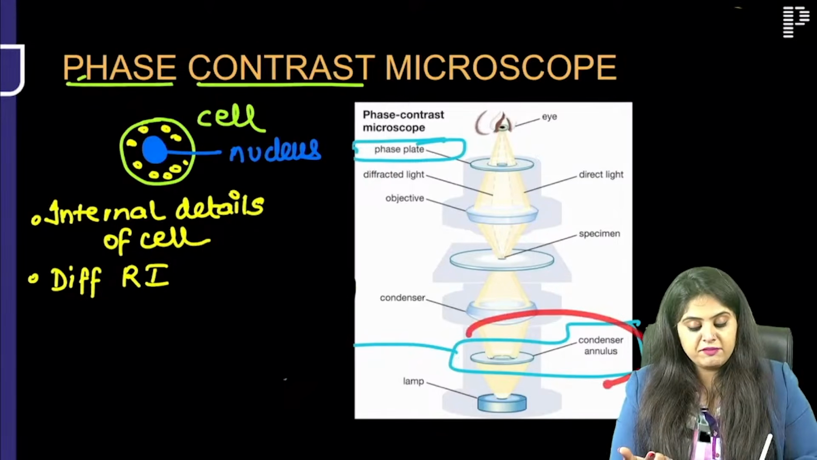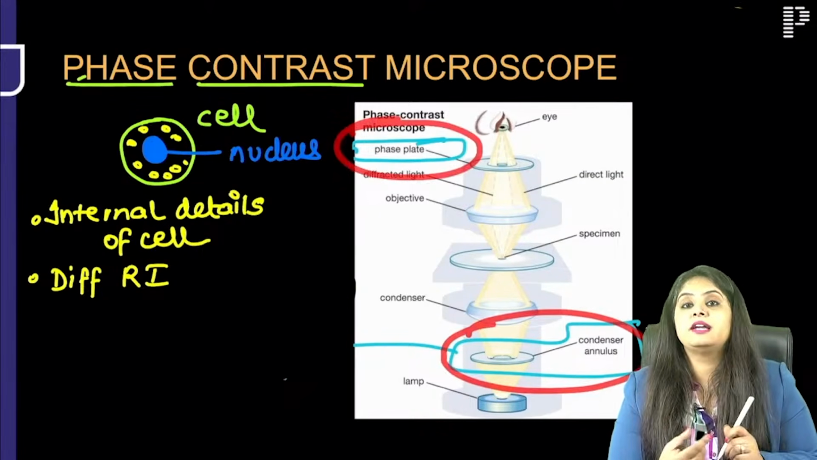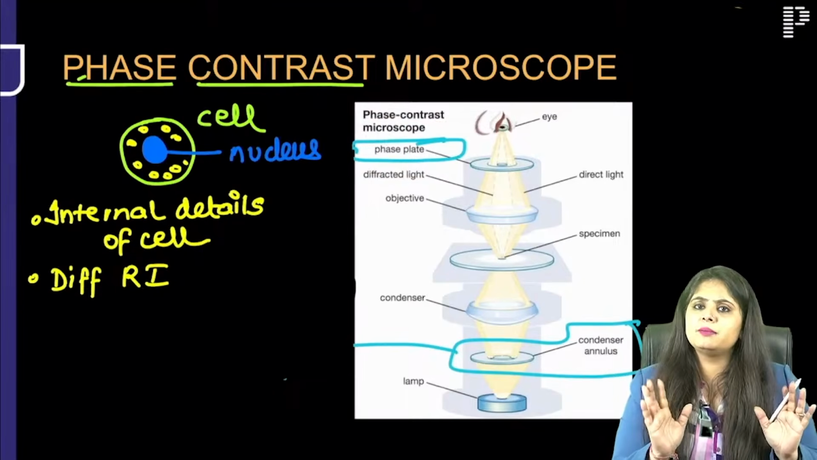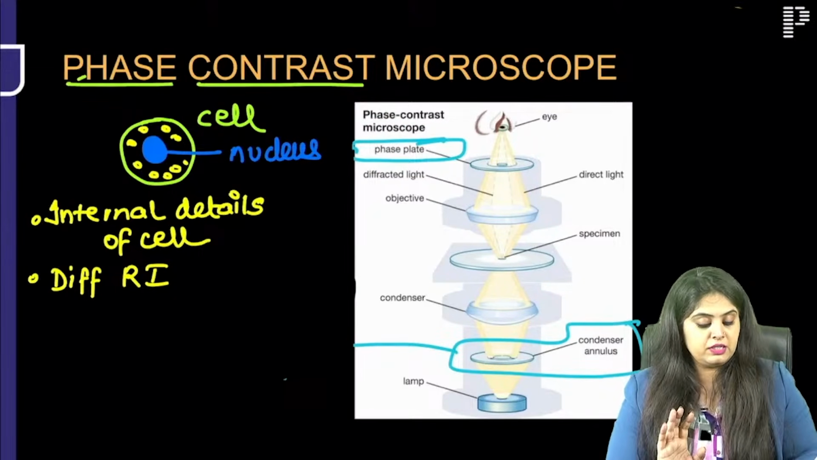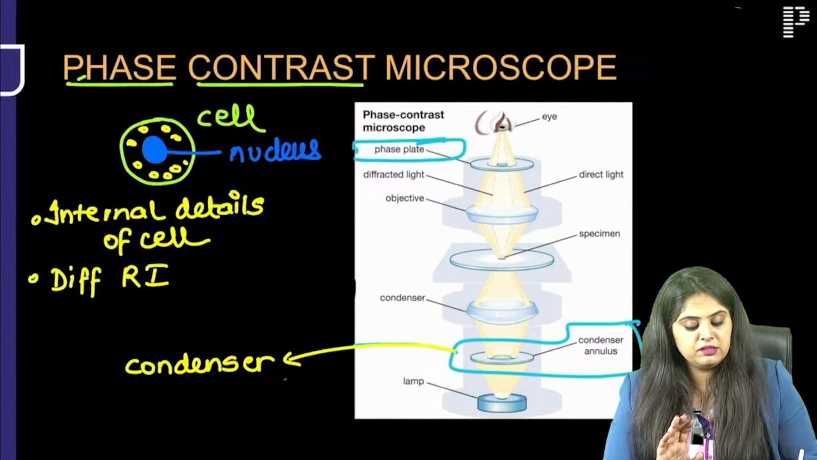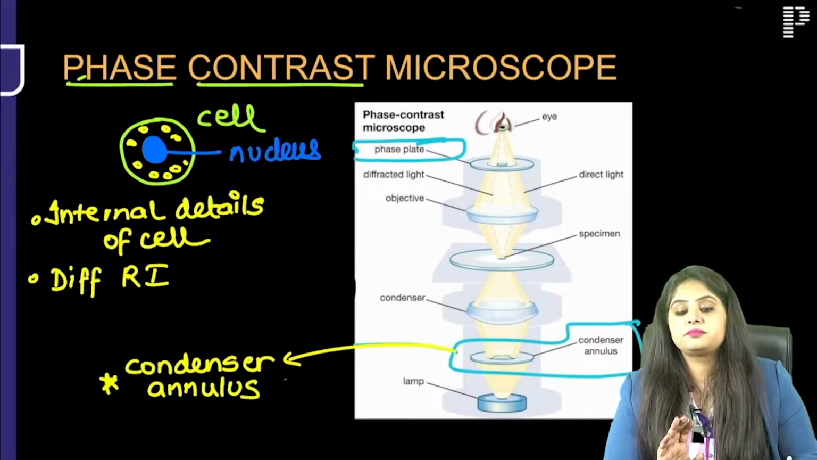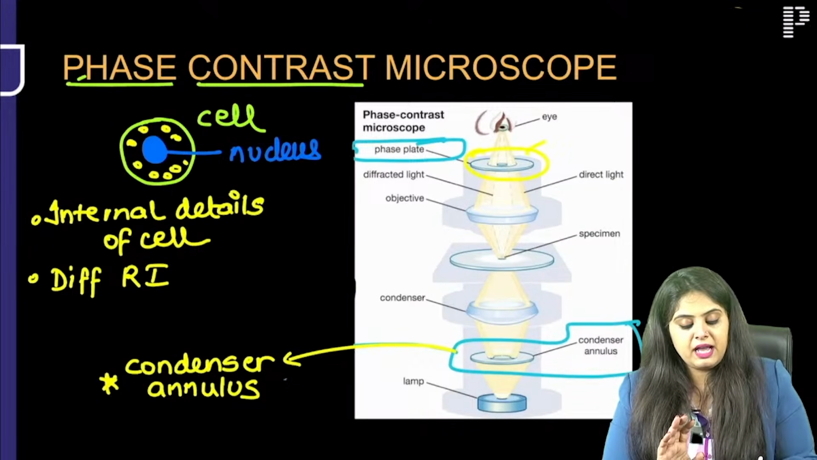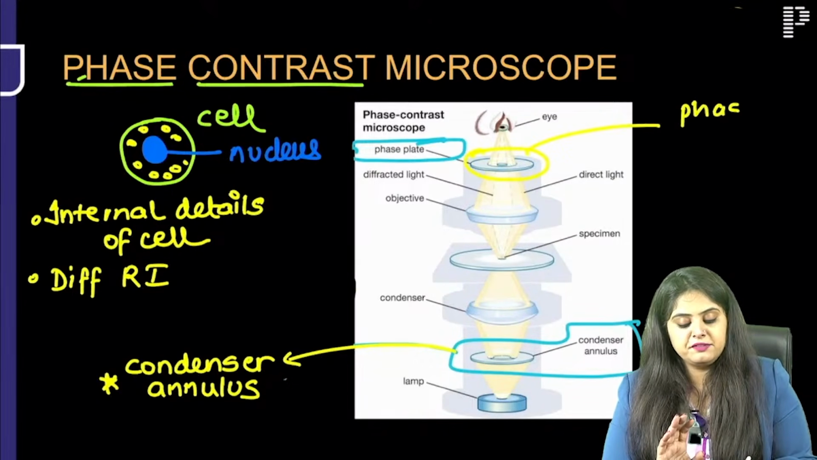That is because I have put 2 structures inside. I take a normal light microscope, but I put 2 more structures in it. One is known as the condenser annulus, where the condenser is in the shape of a ring. And second, near my eyes, there is something called a phase plate that is added. So 2 things.